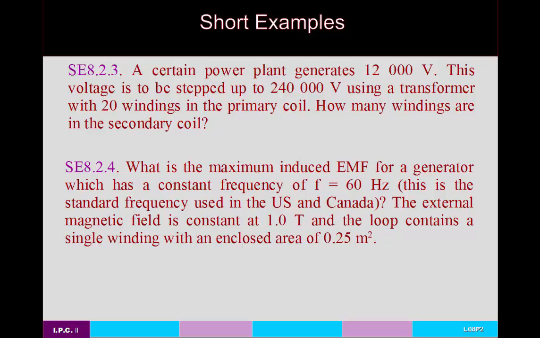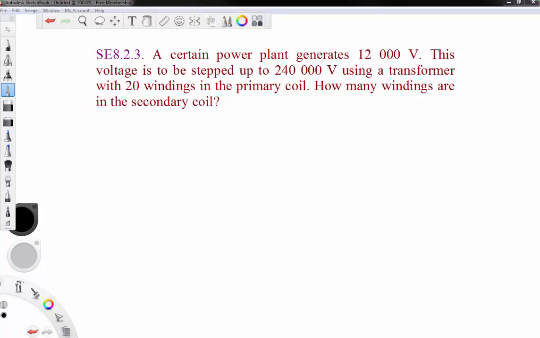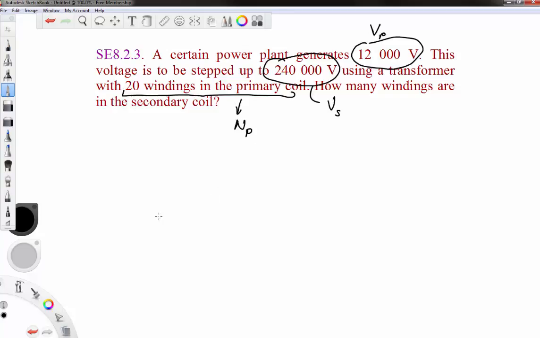This is really for a transformer and then also for a generator. All right, first a transformer example. We basically say that the primary voltage, V primary, is 12,000 volts. We're stepping it up to 24,000 volts. That's V secondary. There are 20 windings in the primary coil. That's N sub P. We want to know how many in the secondary coil, N sub S.